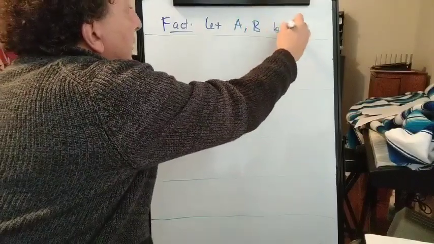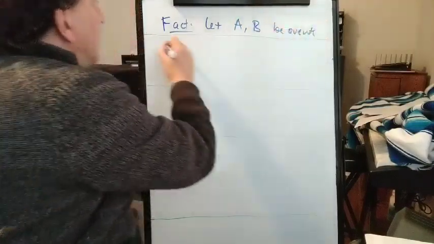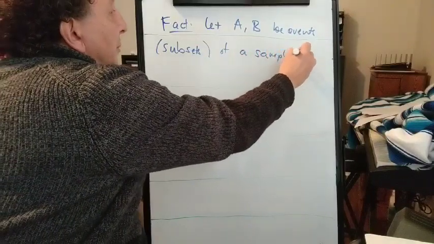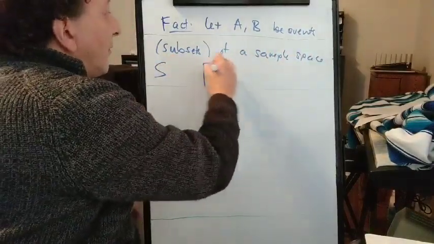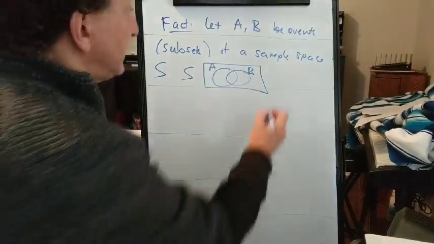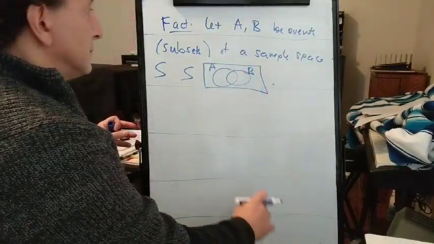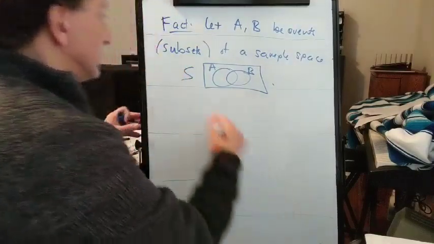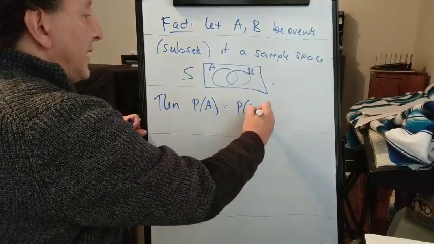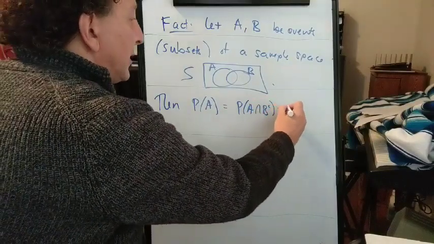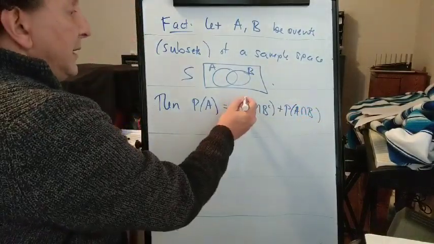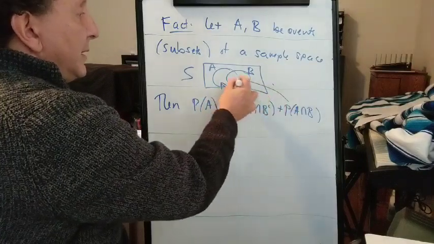Let A and B be events, that is subsets of a sample space S. So here's S, A, and B. Then the probability of A equals the probability of A and B complement plus the probability of A and B. A and B complement is right here. A and B is right there.